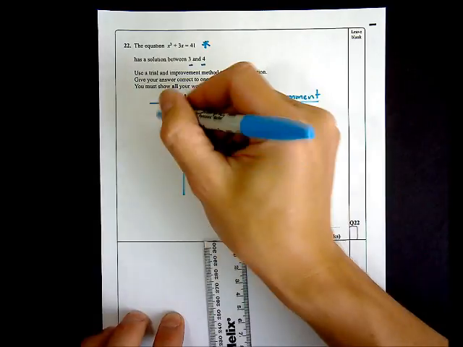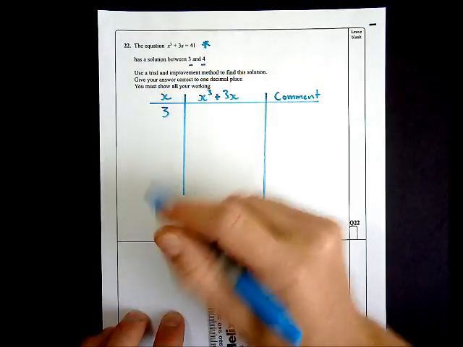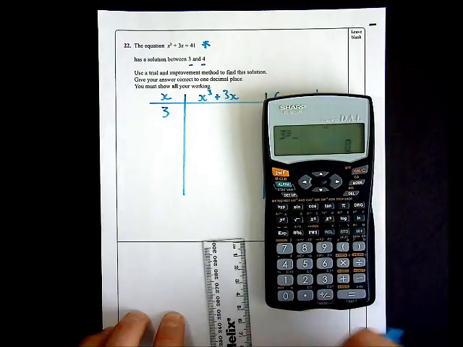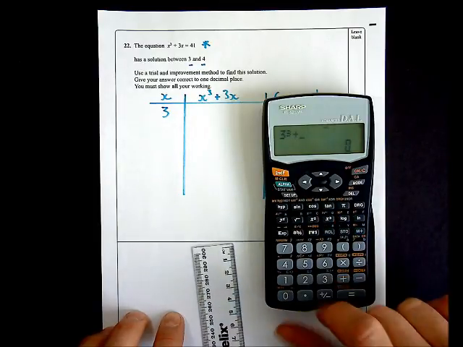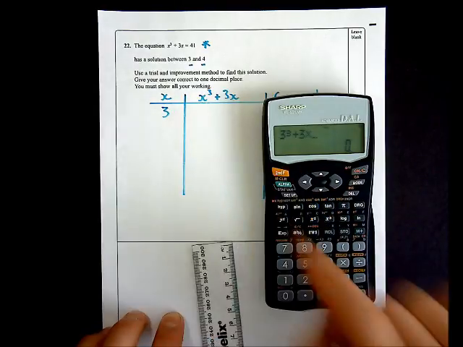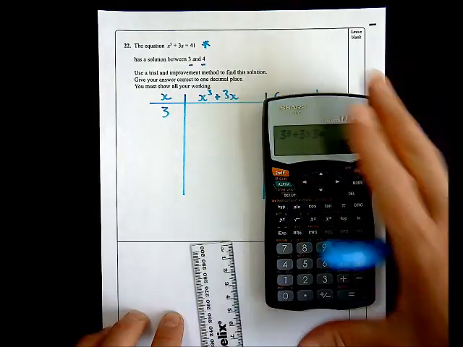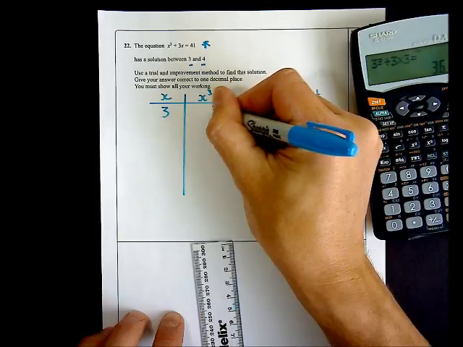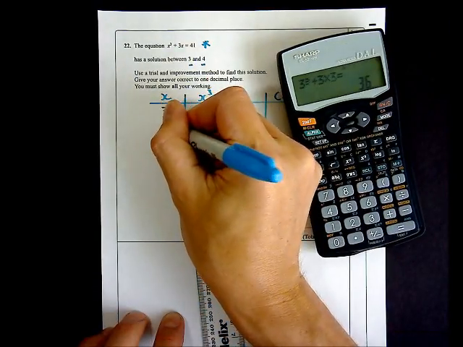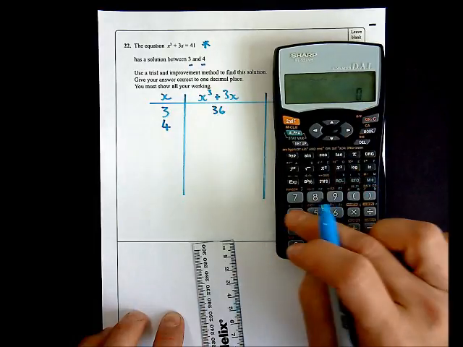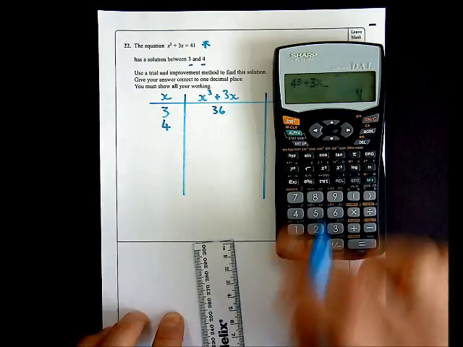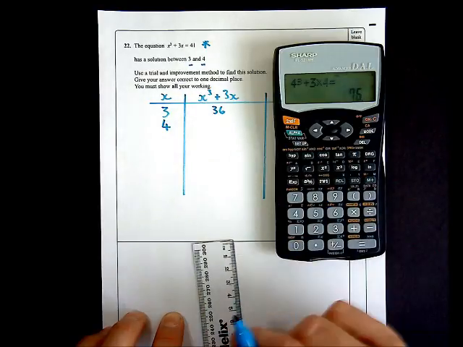So I'm going to try 3, and I'm going to do this on my calculator. So I want to do 3 cubed, so I'm going to use the cubed button, and I'm going to add on to that 3 lots of x, so that will be 3 times my x value, which was 3, and I get 36. So that certainly looks right, that is less than 41. And now I'm going to do the value for 4, so same again, I'm going to do 4 cubed, and I'm going to add on 3 times 4, my x value is now changed to 4, and I get 76.